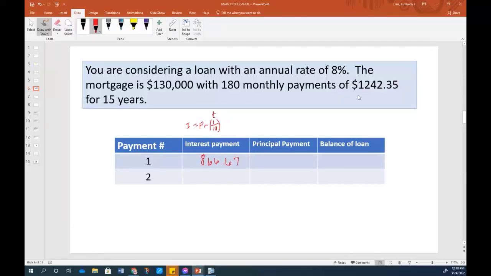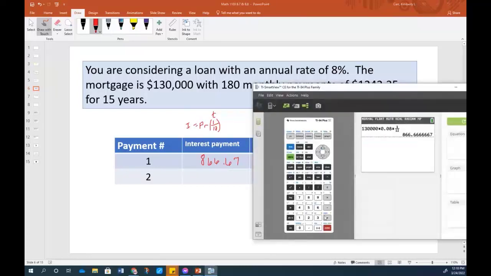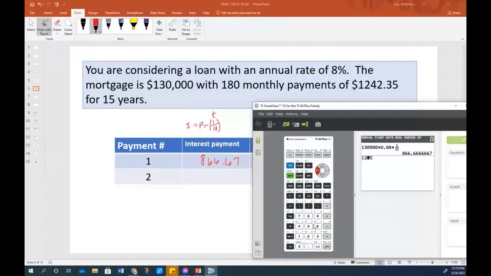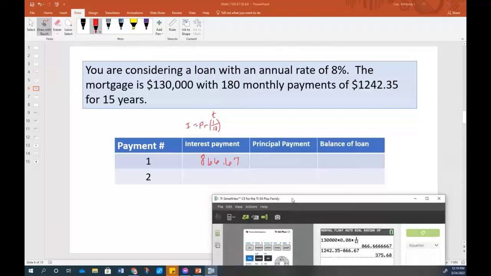But here's the thing, I'm only making a $1242.35 payment each time. So what I've got to do is take that $1242.35 minus the amount that I have just calculated is going to go towards interest. And that gives me, I am paying on my principal $375.68.